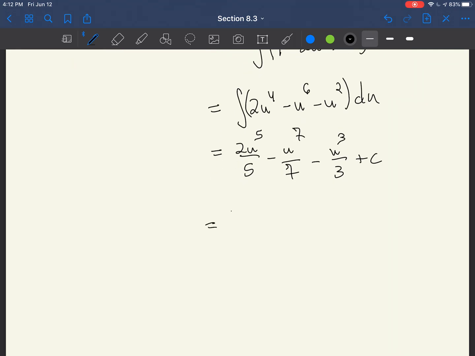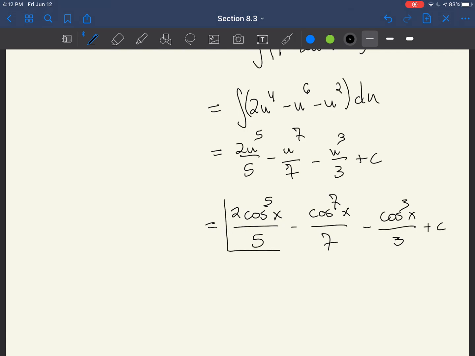Finish the problem by undoing the substitution. 2 cosine to the 5th x over 5 minus cosine to the 7th x over 7 minus cosine cubed x over 3 plus c.